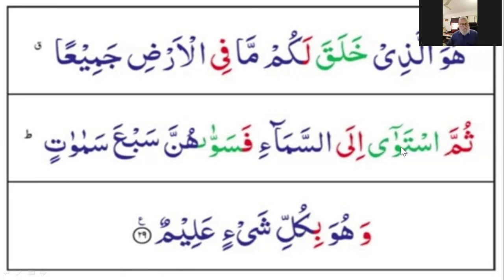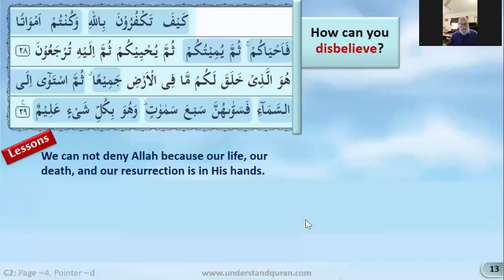Istawa is the fail of madi. We will learn it in QC3. Ila is a harf jar. As-samai again an ism. Fa is a harf. Sabbahunna is a fail, hunna is a zamir ism. Sab'a is again an ism. Samawat is an ism. Waw is a harf. Huwa is an ism. Bi is a harf. Kulli is an ism. Shay'in is an ism. Alimun is an ism.